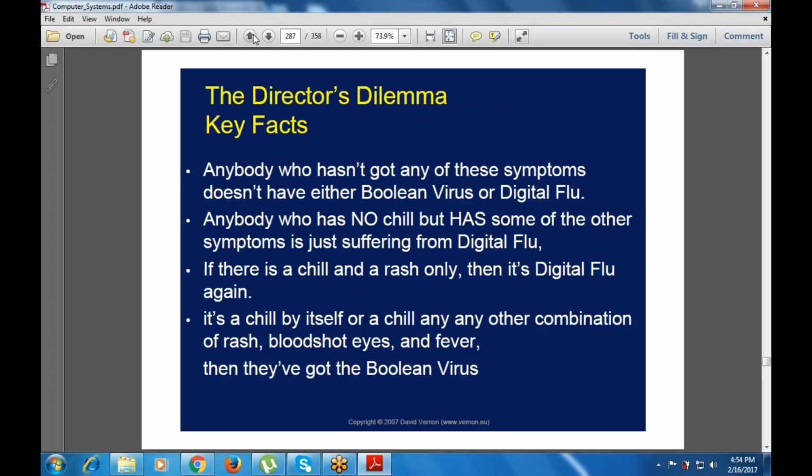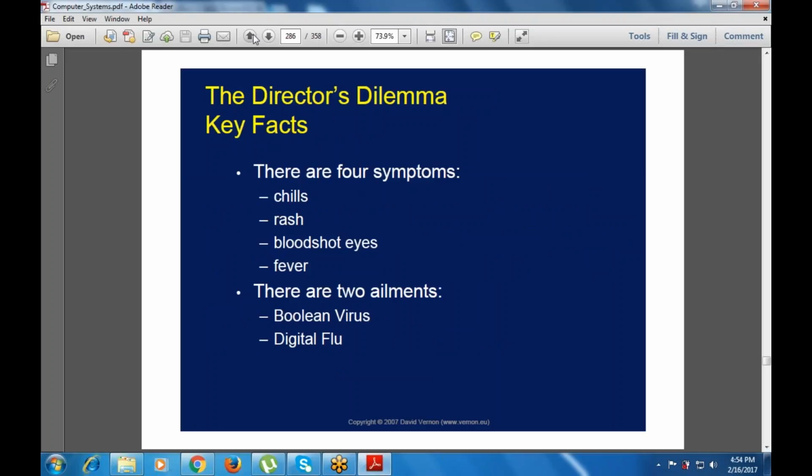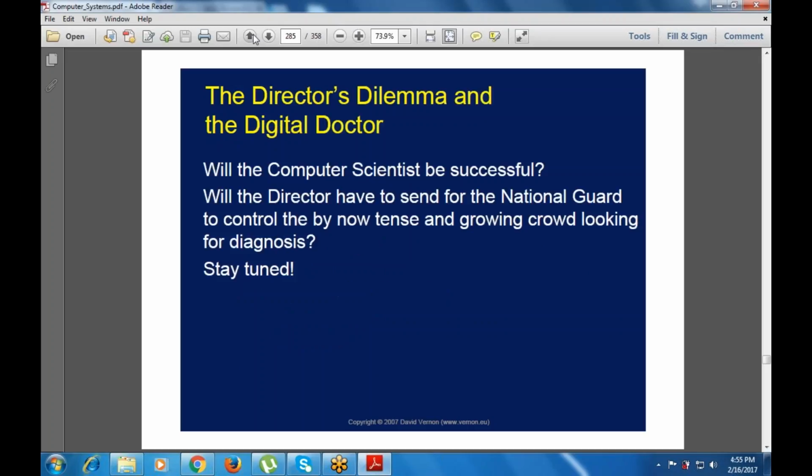And there are 4 categories of this, and there are 4 symptoms, that is the chills, rash, bloodshot eyes, and the fever. And there are 2 outputs. One is a Boolean virus, one is a digital flu. And will the computer scientist be successful? Will the director have to send for the National Guard to control the growing crowd looking for the diagnostics? Stay tuned.